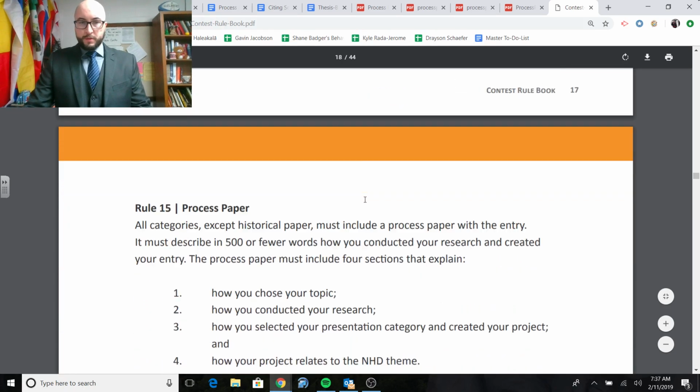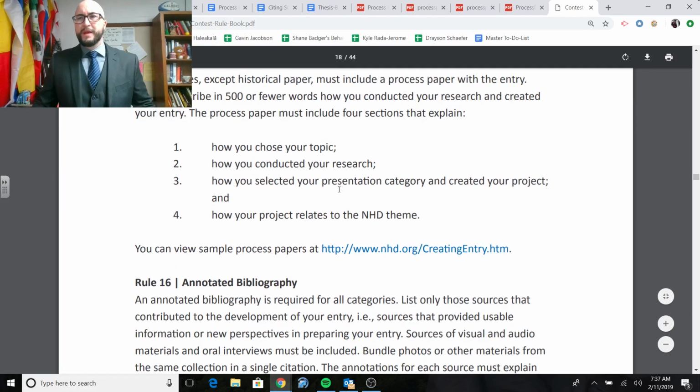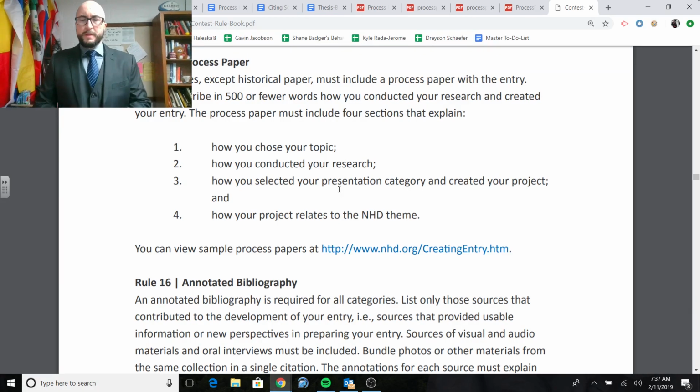All right, so we're going to scroll down a little bit more, looking at some more of the rules for process papers. All categories except historical paper must include a process paper with their entry. It must describe in 500 or fewer words how you conducted your research and created your entry. The process paper must include 4 sections that explain some more information for you. And that's pretty much it. So that's all you need to do today.